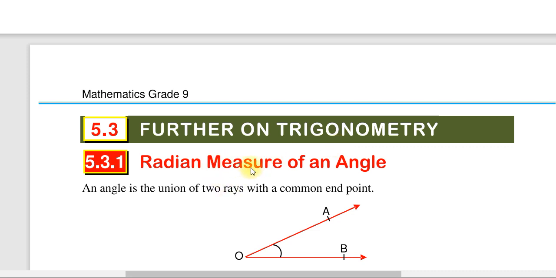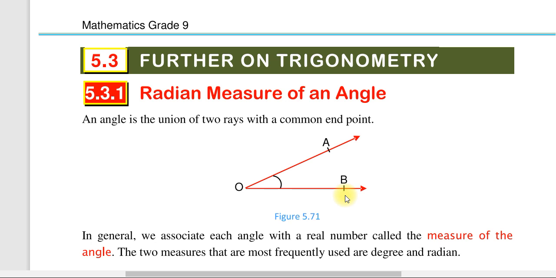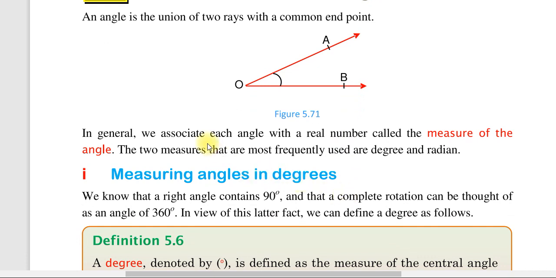So there is a radian measure of an angle. An angle is the union of two rays with a common end point. What is common to the two rays? An end point. The figure formed between them is called an angle. In general, we associate each angle with a real number called the measure of the angle. The two measures that are most frequently used are degree and radian.